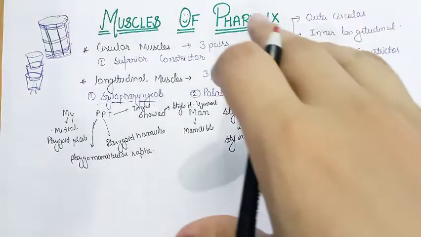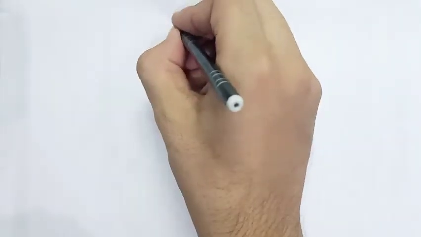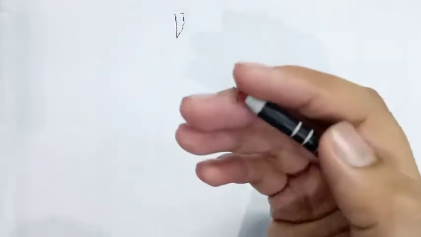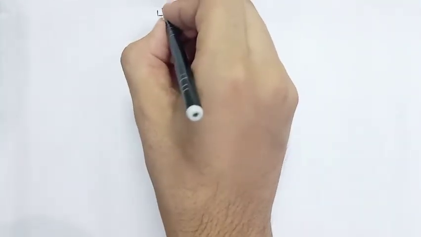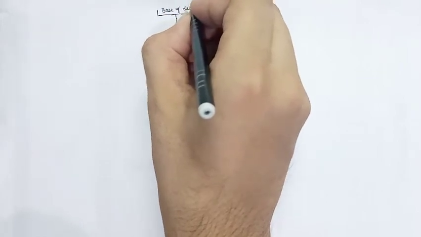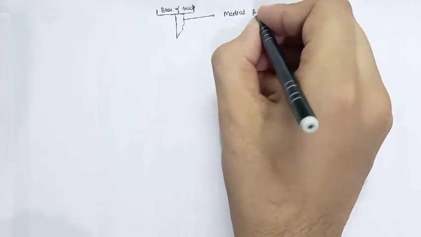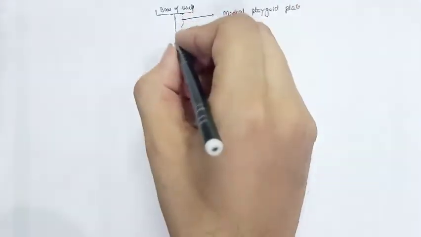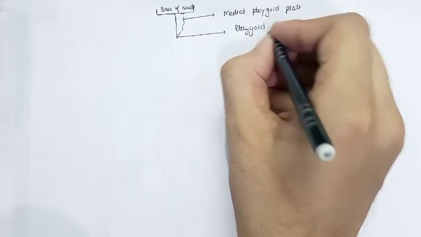Now on the basis of this, let's start drawing the diagram. So first you should start with my PPT. So you have to draw the medial pterygoid plate. Here is the medial pterygoid plate. So what does it mean? The above is the base of skull. This is medial pterygoid plate, and this is pterygoid hamulus.